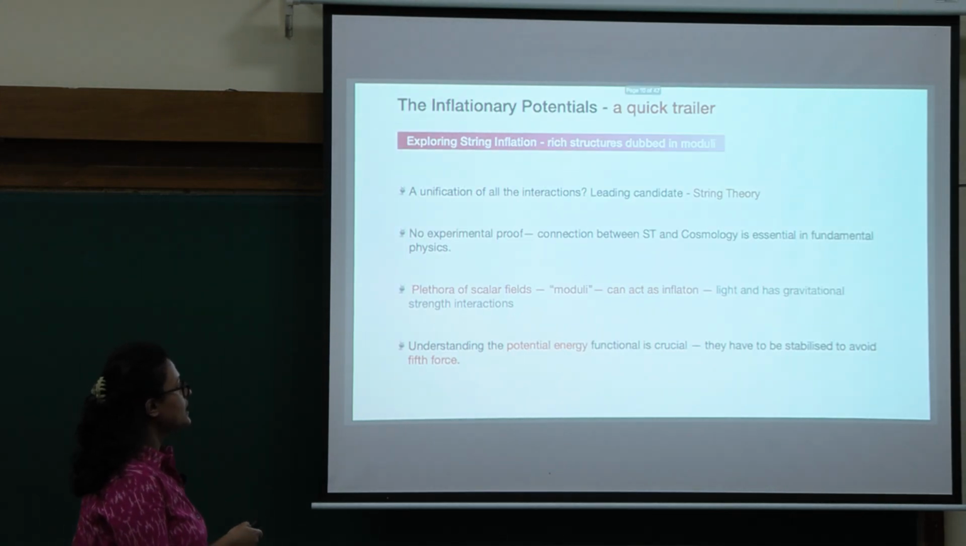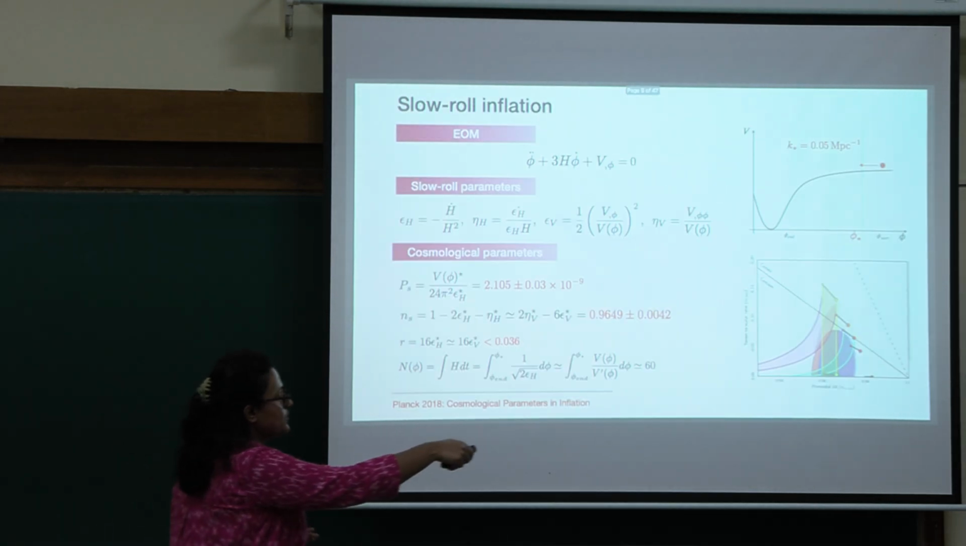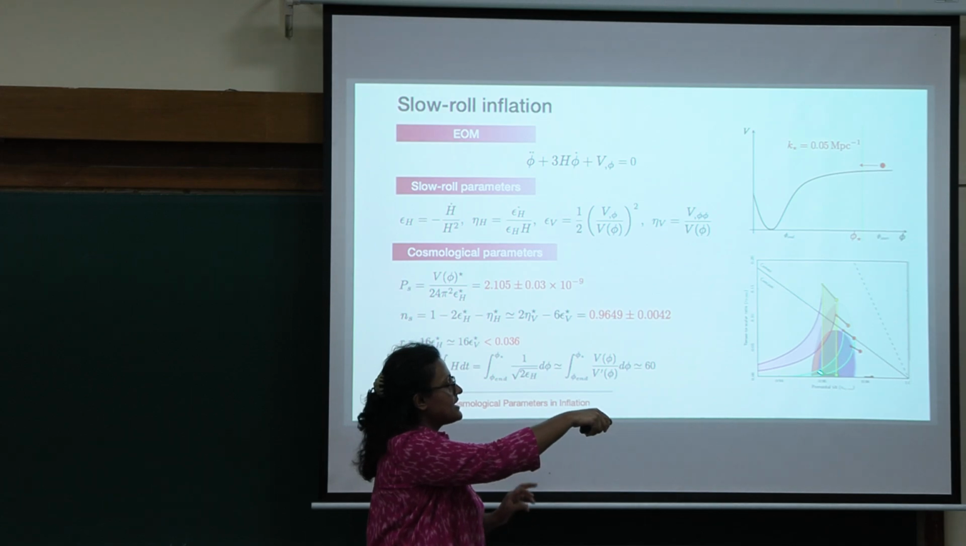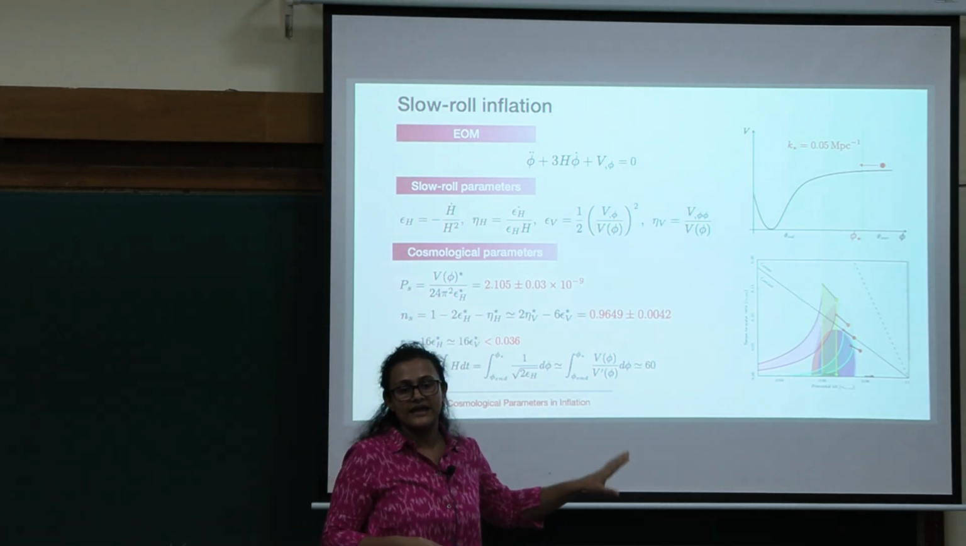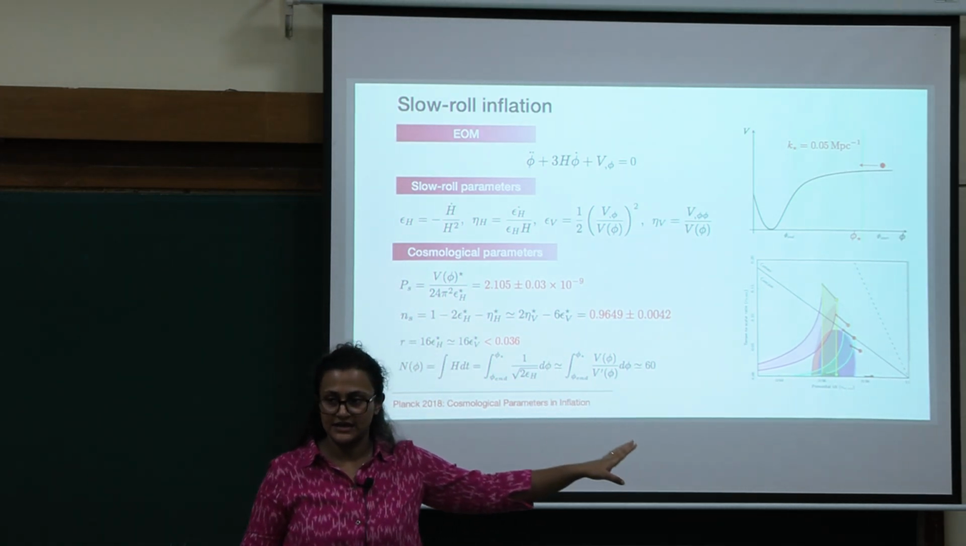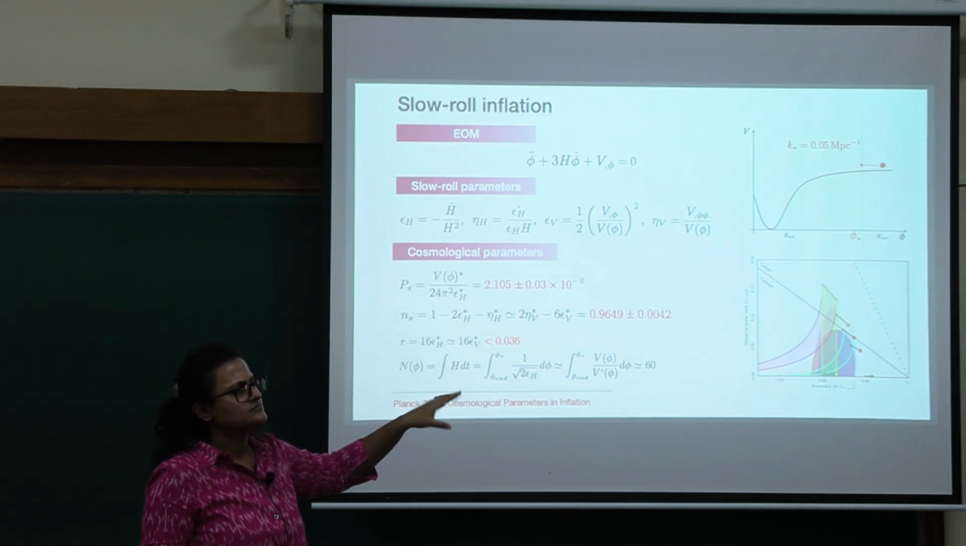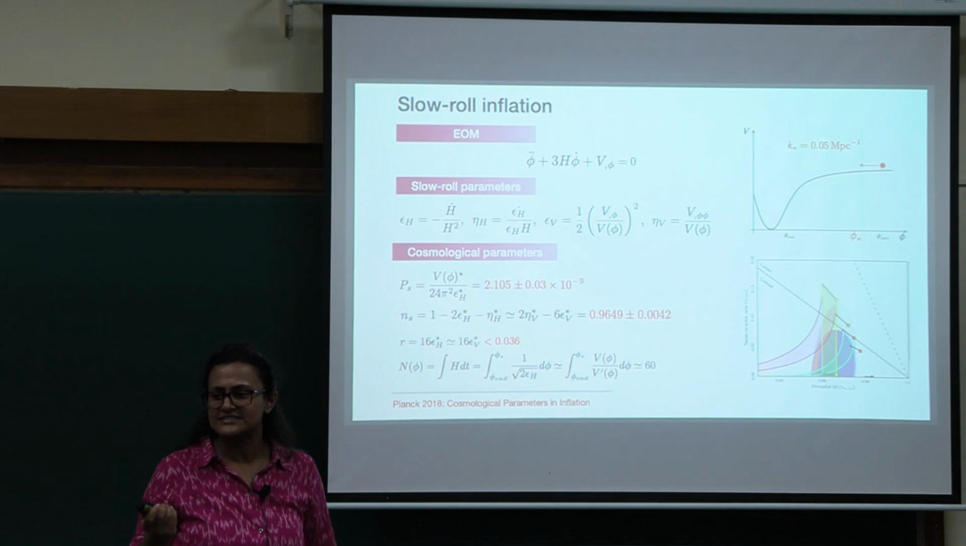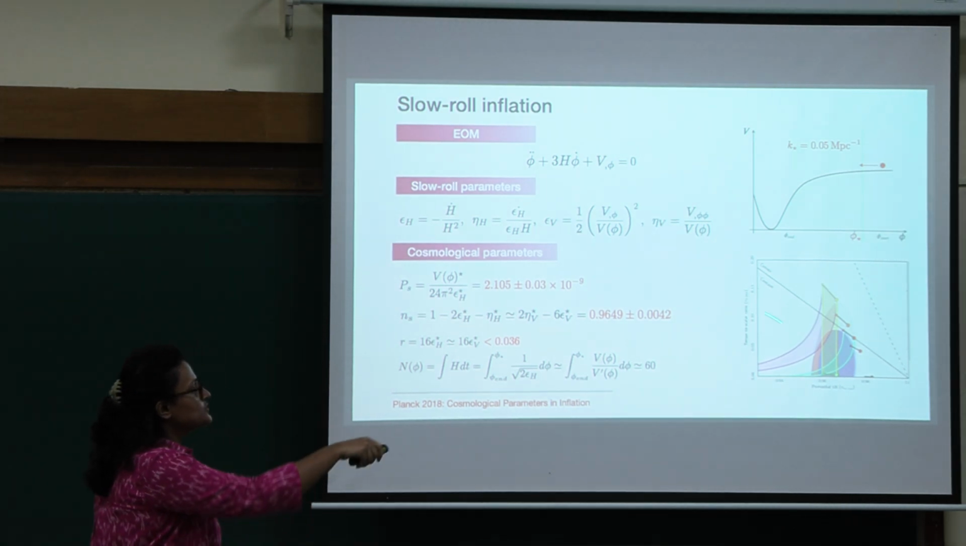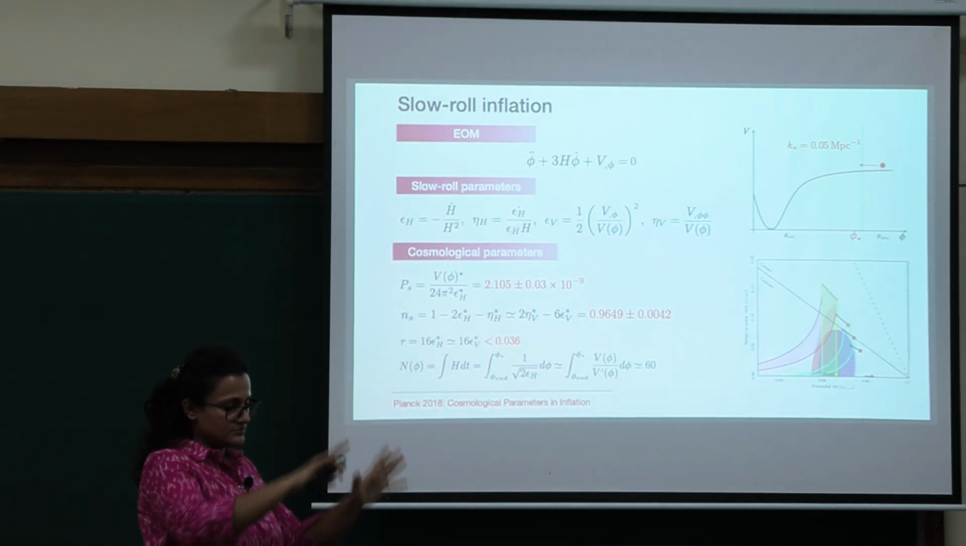Okay, so this plot is telling you that single field models are in good agreement with the Planck data. So they are within these contours of 95% confidence level and 68% confidence level.